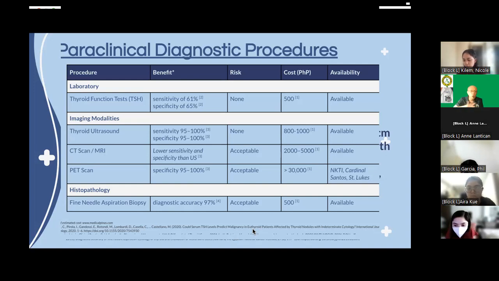Huwag niyo input mo na yung cost, ha? You look at the benefits, mamaya na yung cost. Palaging in that order, benefit, risk, cost, availability, no? Kung ang PET scan has the highest sensitivity, yung CT scan mo has only probably 50, 60, example lang yan, pero pinakamahal, you might go for the PET scan. Okay? Tama? Okay.